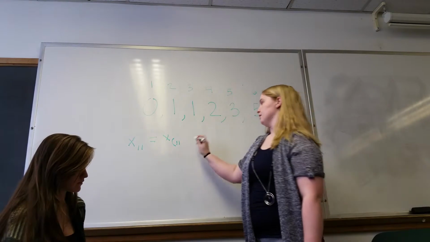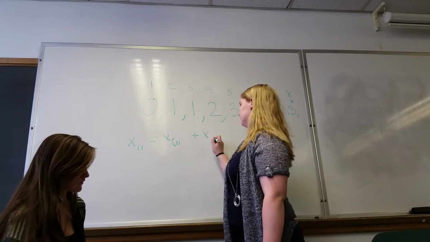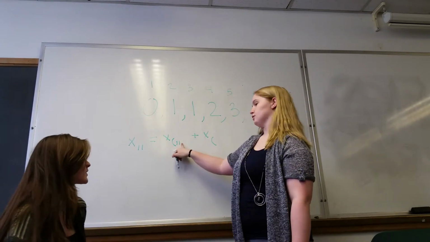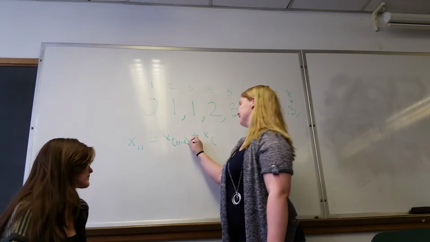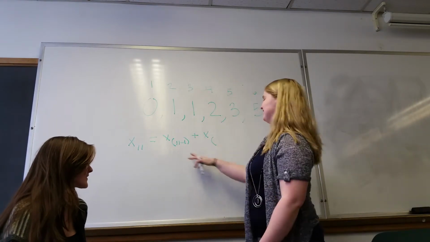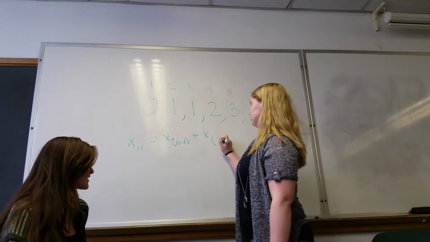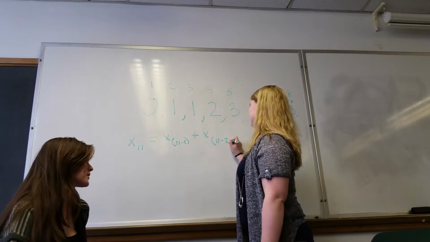Almost. There's two terms. 11 minus 1. There we go. It's us mathematicians. We're good at this. 11 minus 1. So this term is going to be 11. That would be 11 minus 2.